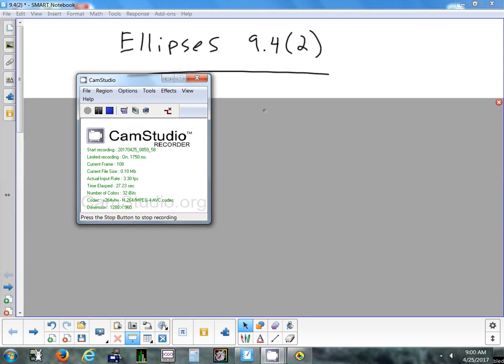Because if you were to slice it straight across, what shape would that give you? That would give you a circle. So you got to slice it on a little bit of an angle, and then the cross section would be an ellipse.